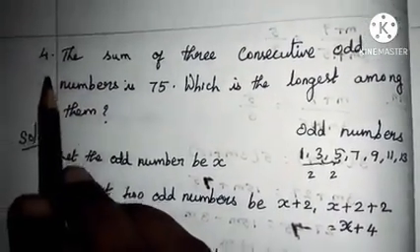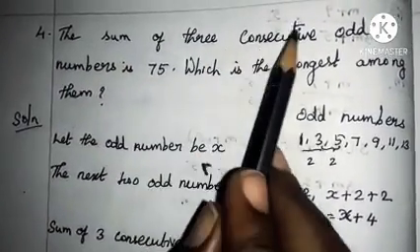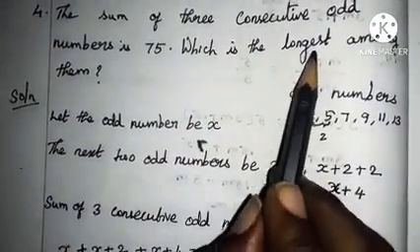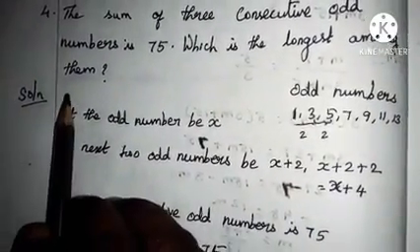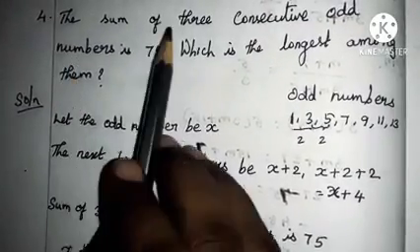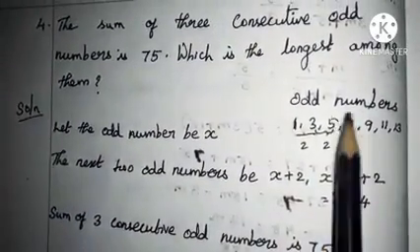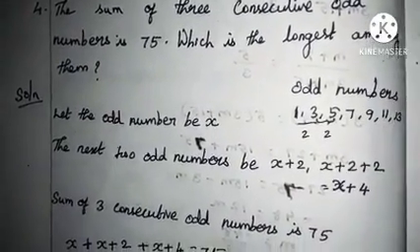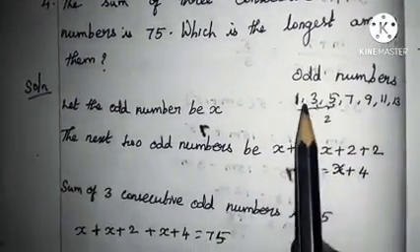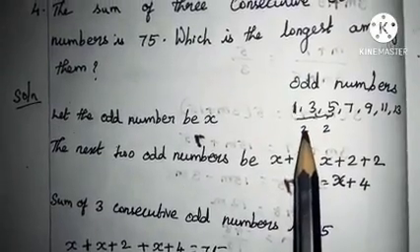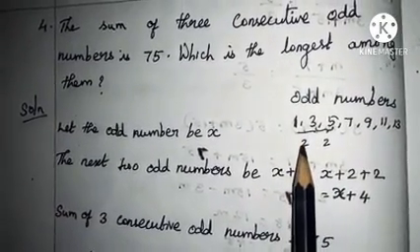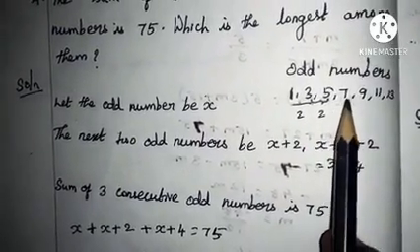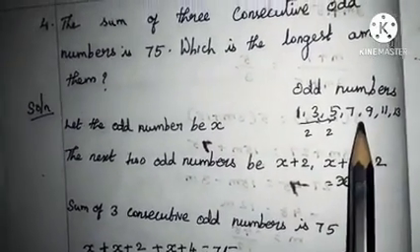Fourth sum: the sum of three consecutive odd numbers is 75. Which is the longest among them? To find the three consecutive odd numbers, we know that the odd numbers are 1, 3, 5, 7, 9, 11, 13, and it goes on. The difference between these numbers is 2, that is 3 minus 1, we get the difference as 2. 5 minus 3, we get the difference as 2. In the same way, for every pair of consecutive odd numbers, we get the difference as 2.